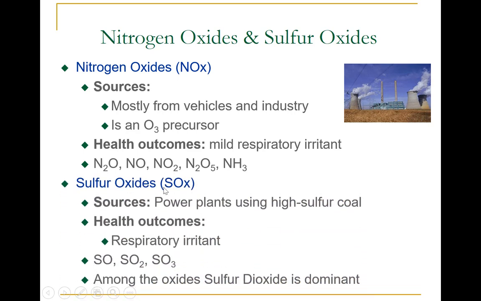Sulfur oxides or SOx, the major source of SOx is power plants that use high sulfur coal, as well as diesel, because diesel also has sulfur in it as a contaminant. Once diesel or coal is burned, it produces SO, sulfur oxide, as well as sulfur dioxide, which eventually, with more oxygen, becomes sulfur trioxide. However, in the air, sulfur dioxide is more dominant than the other ones, and so sulfur oxides is mostly expressed in terms of sulfur dioxide. With respect to health outcomes, sulfur dioxide or sulfur oxides combined are a respiratory irritant.